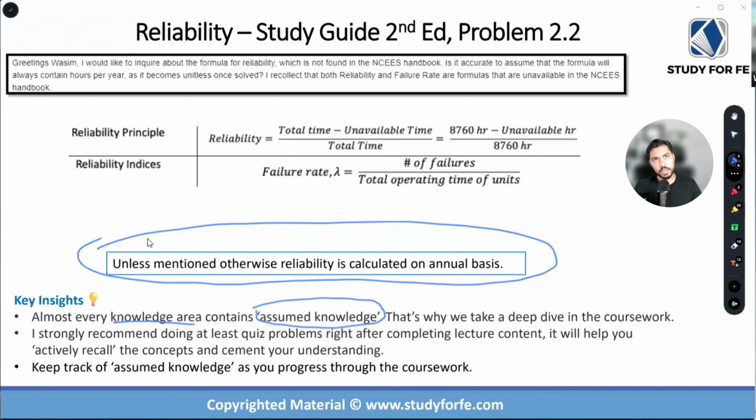So, assumed knowledge. Now, your follow-up question is, do I need to remember this equation? Well, I don't think it's too difficult to remember and hold on to the fact that there are 8760 hours in a year, right?